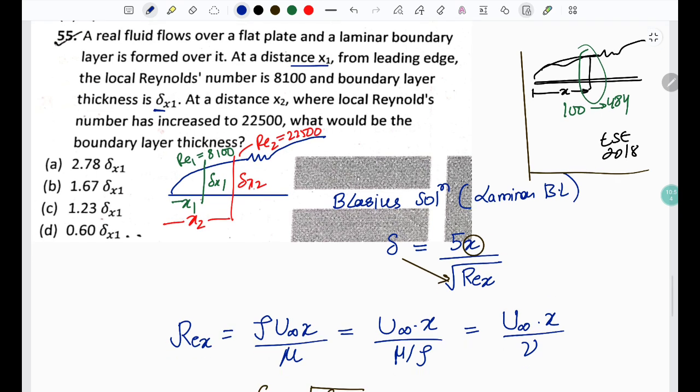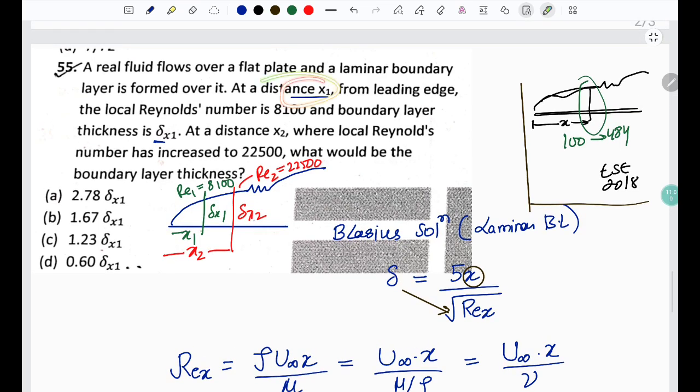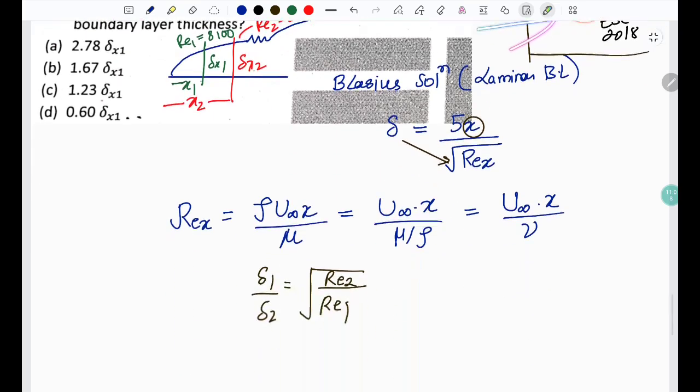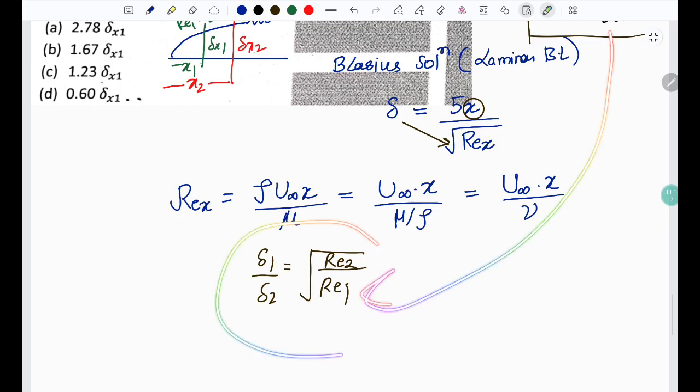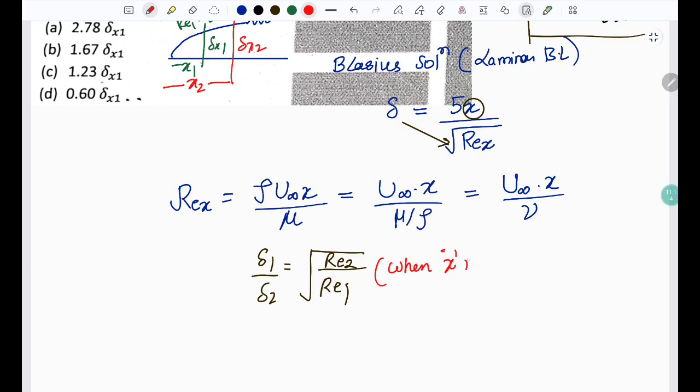What I did, because I had solved this question, I did not keep in mind that here the point is not fixed. They have asked at different locations rather than one fixed location, as it was in this case. In this case, this formula is correct when x is fixed, then you can use this formula.